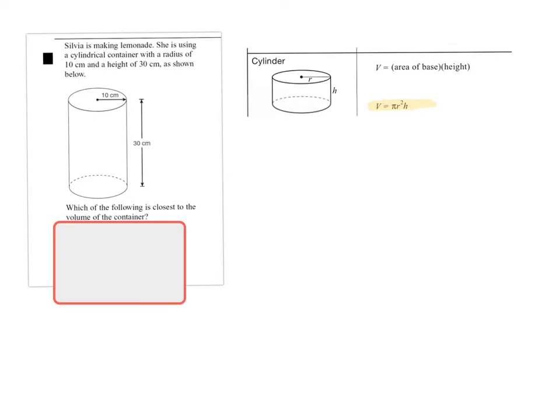Sylvia is making lemonade. She is using a cylindrical container with a radius of 10 centimeters and a height of 30 centimeters, as shown here. Which of the following is closest to the volume of the container? So we will use this formula over here for the volume of a cylinder. We had to go to the formula sheet and look up the same shape. It's called a cylinder. The formula is volume is equal to pi times r squared times h.